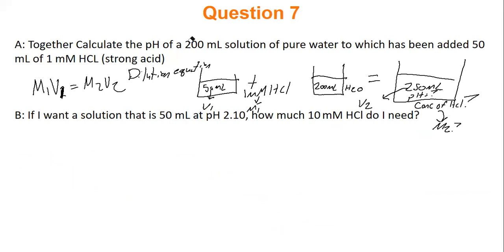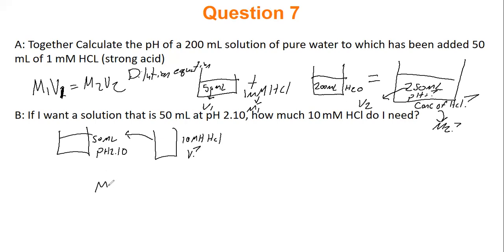All right. I want to get a solution, 50 milliliters, pH of 2.10. And I have a solution that's 10 millimolar HCl. I want to know how much volume I need to make this. So again, this is the M1V1 equals M2V2 dilution equation. I'm diluting this acid to make my new solution.